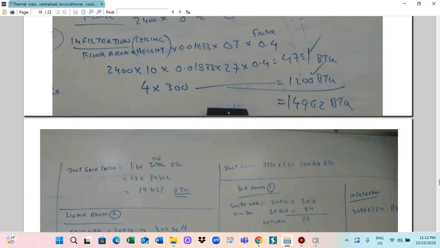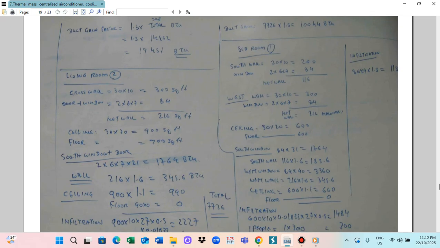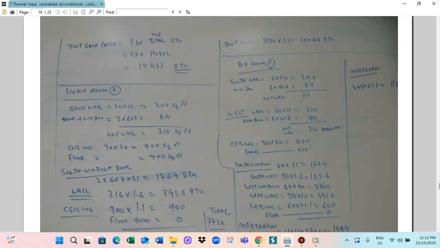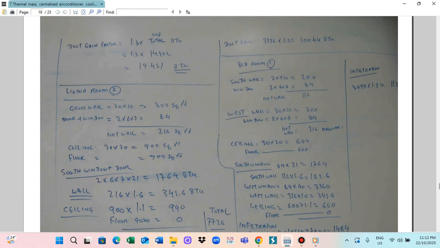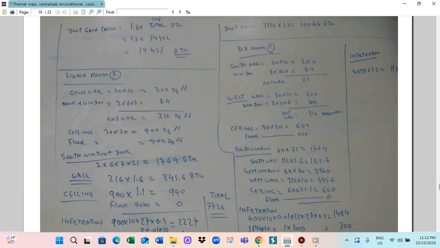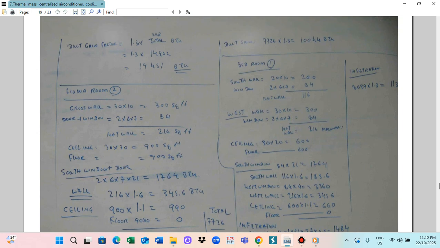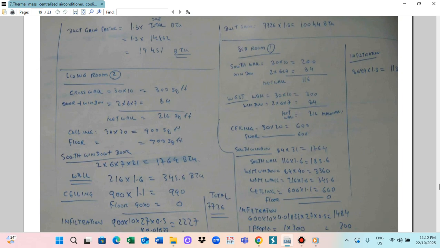14962 BTU. So this is for the living and the dining room. Living room 1 and dining room, you calculate the heat, so the heat is at 14962 BTU. And similarly, we calculate for the other rooms, so that we can calculate the heat gain.